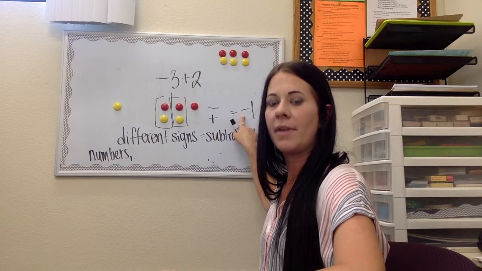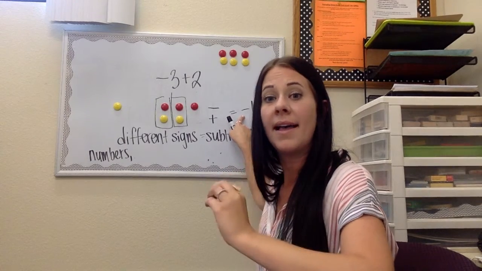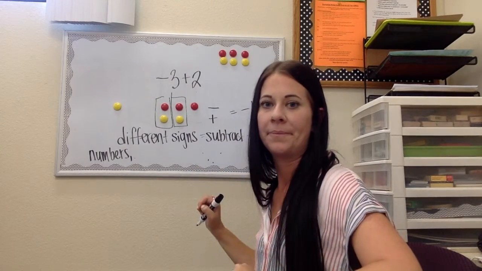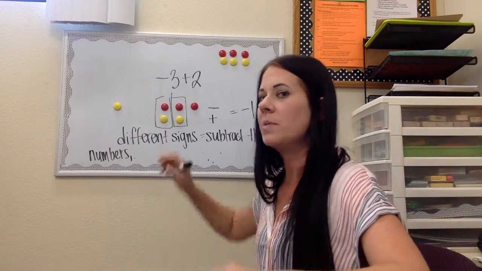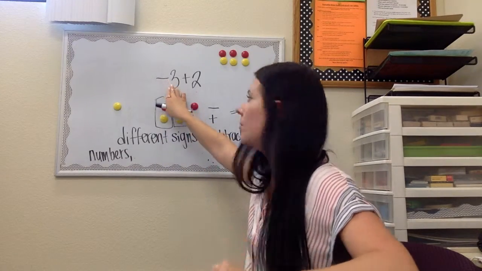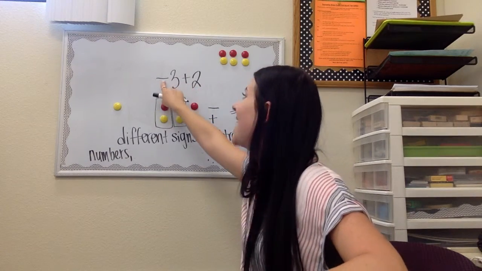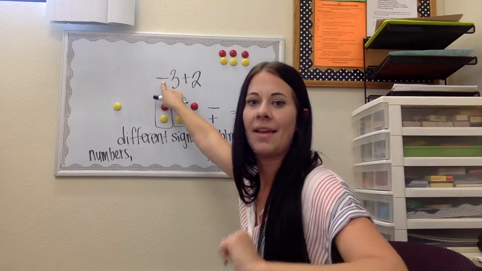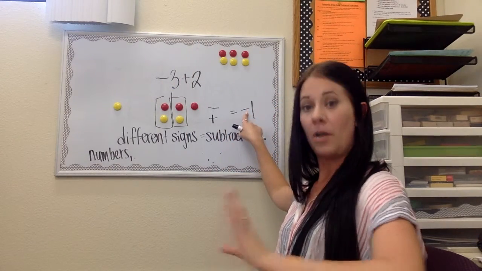So where did this negative come from? Second part of this rule. Keep the sign of the bigger number. And when I say bigger number, I mean the absolute value. So which one's bigger? Don't look at the sign. Which one's bigger, 3 or 2? 3's bigger. What sign was 3? Negative. That's how I knew to keep that negative on the 1.